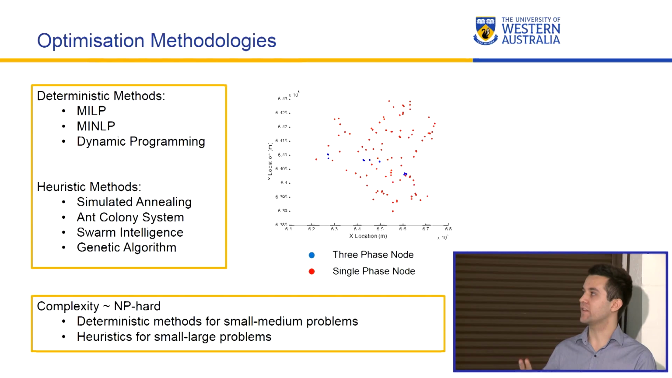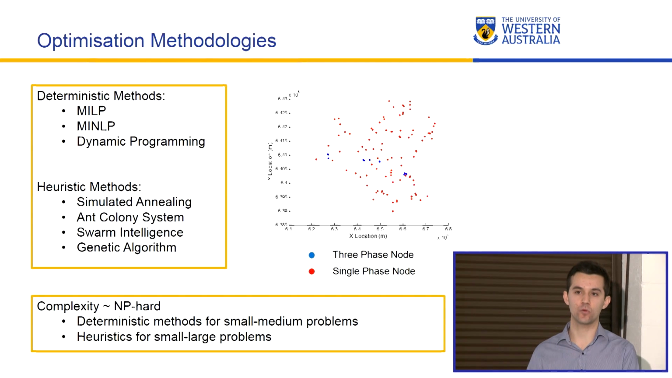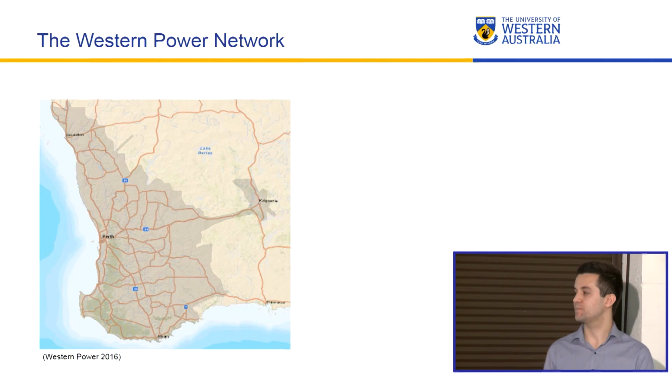Now, the difference between the deterministic and the heuristic methods is that the deterministic methods will find the exact solution. However, they're only applicable to small or small to medium-sized problems. Whereas heuristics will find a near optimal solution, so not necessarily the very best, but something that is accepted. And they can be applied all the way from small problems to very large problems, such as what we have in a power network.